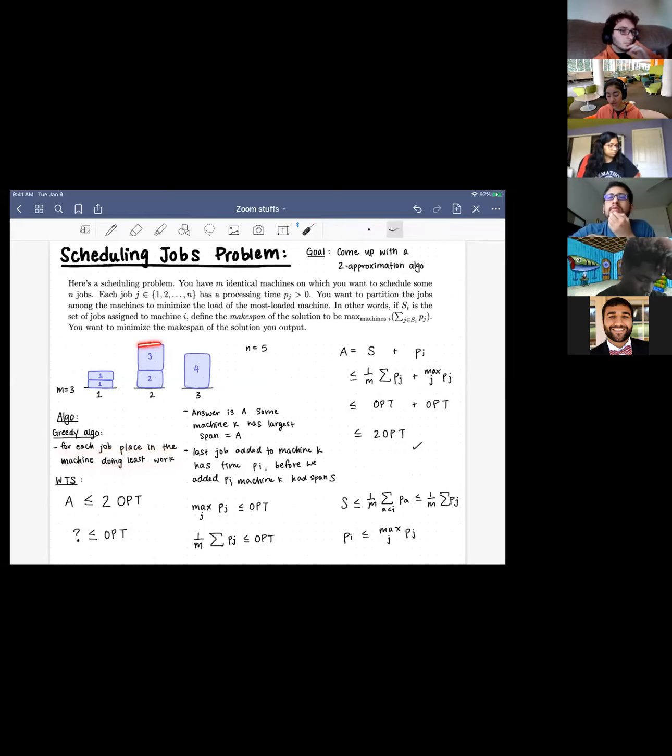Okay. So if you're placing job PI into machine 2, you know that when you were adding job PI, machine 2 must have had the lowest span out of all the machines. Okay. Yeah, good questions. Any other questions?